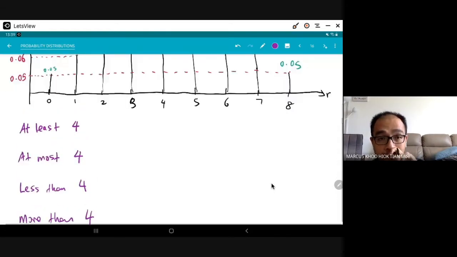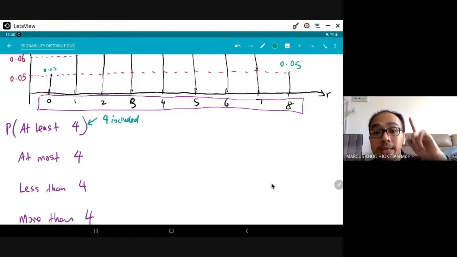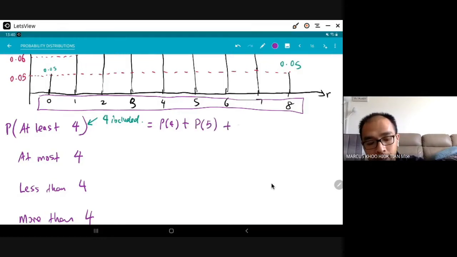Now, in this case, our R values are from 0 to 8. So if I want to find the probability of at least 4, sekurang-kurangnya 4, it means 4 is included. 4 mesti termasuk. So we are looking at the probability of 4 plus the probability of 5 plus the probability of 6 plus the probability of 7 plus the probability of 8.